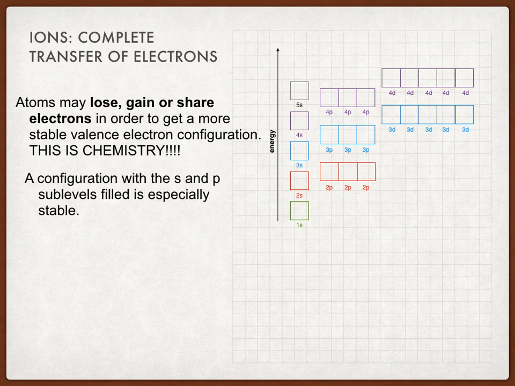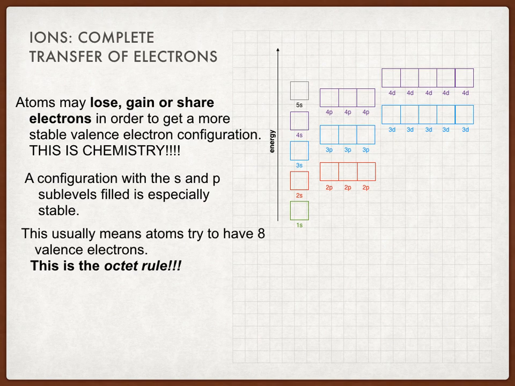A configuration with the s and p sublevels filled is incredibly stable. That's essentially what every atom wants to get to, a filled valence. Now, whether they lose or gain electrons in order to get a full valence varies on whether it's a metal or a non-metal, but this filled s and p sublevels, or filled valence, is a really important rule called the octet rule.